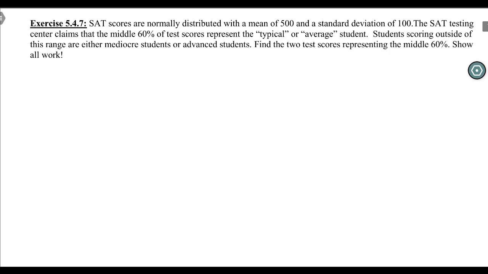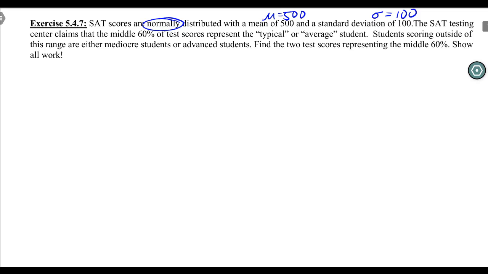I put this example on the board while we were working on our worksheet, but I'm going to give you guys a video just so you can follow along if you wanted to for this exercise. So we can read through here and we see SAT scores are normally distributed with a mean of 500 and a standard deviation of 100. We now have everything we need to know essentially about this question to get started.